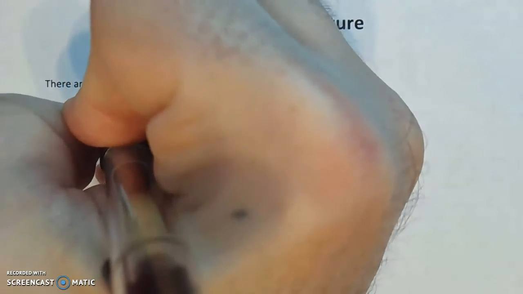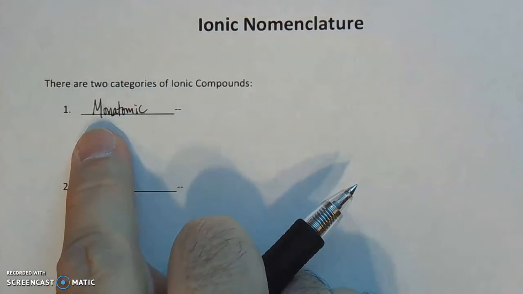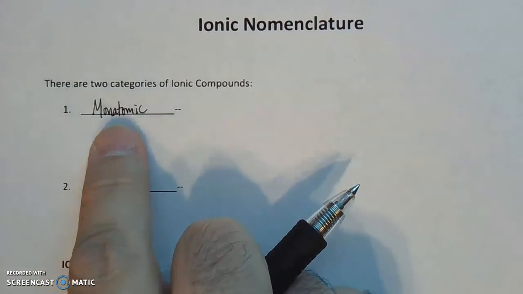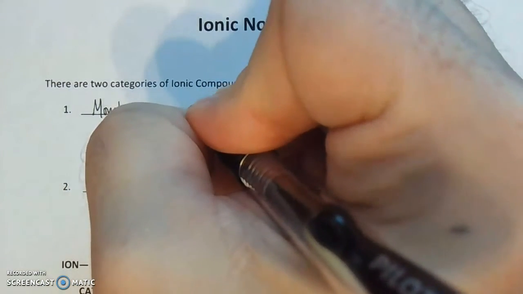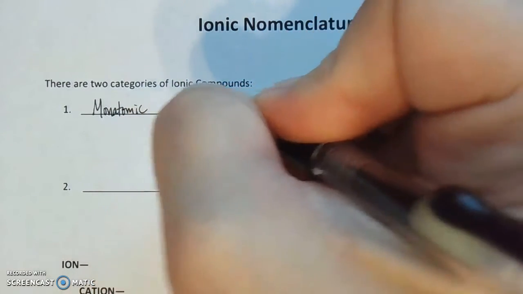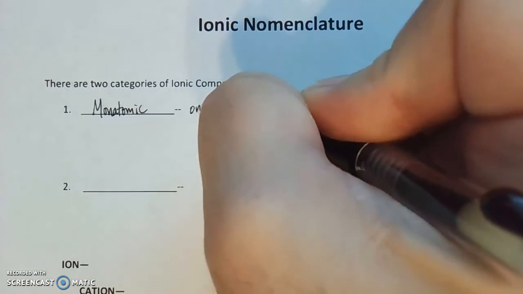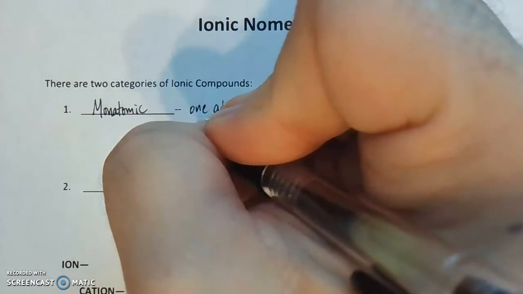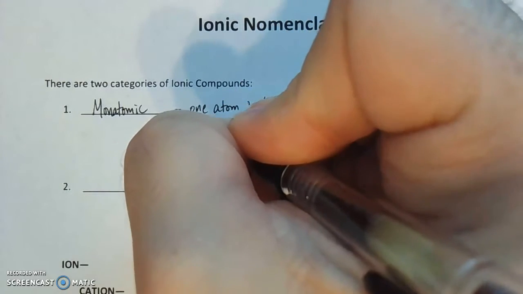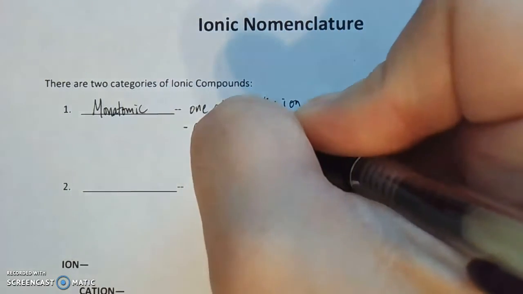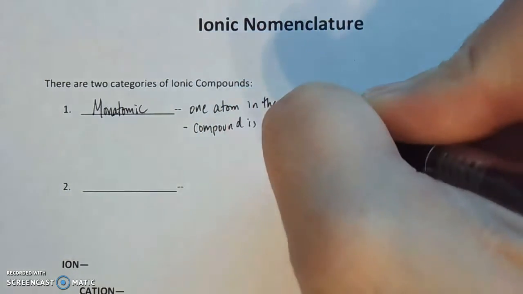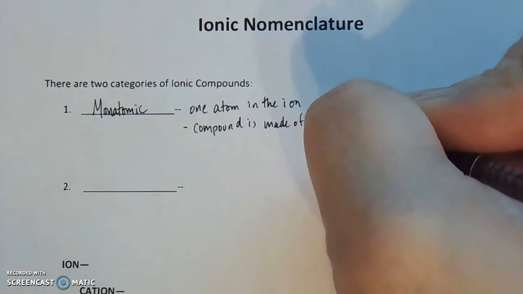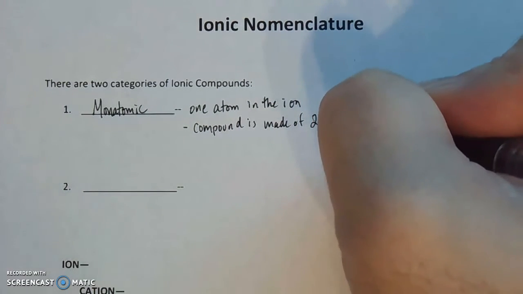The first one is monatomic. So mon we know refers to one, so this literally means one atom. So that means that we have one atom in the ion. So the ion is just one atom. And these type of ionic compounds, the compound is made of two ions or elements.